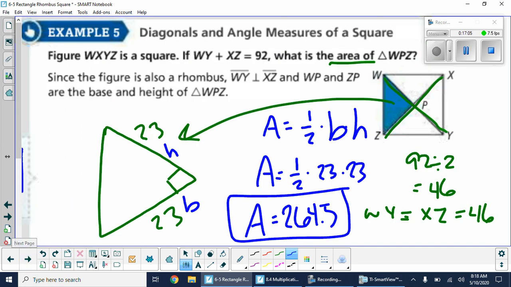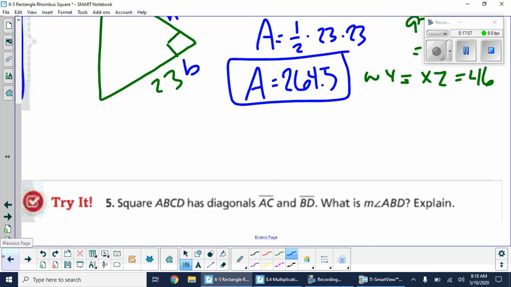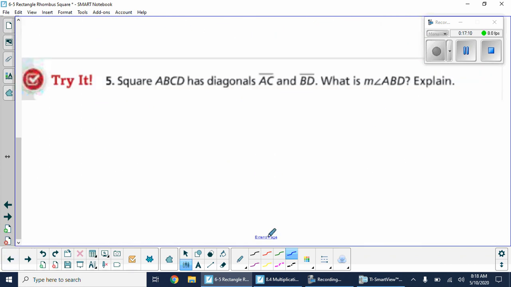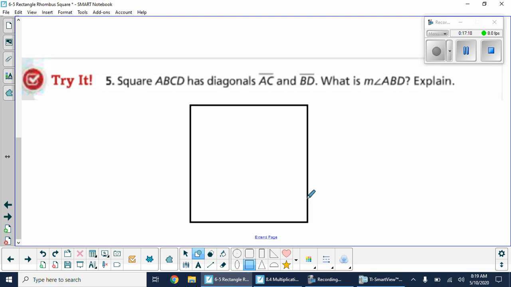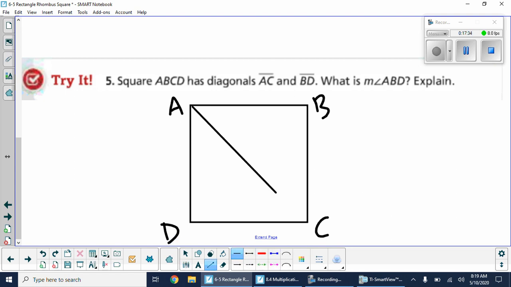Okay, last example. Having some troubles here, guys. Sorry. It says square ABCD has diagonals AC and BD. What is the measure of angle ABD? All right, so first of all, we got a square. Now, they're telling us how to label it. Make sure you pay attention to that. ABCD, go around the horn. A, B, C, D, just like that, in a row. And it says there's a diagonal AC, and then there's a diagonal BD.